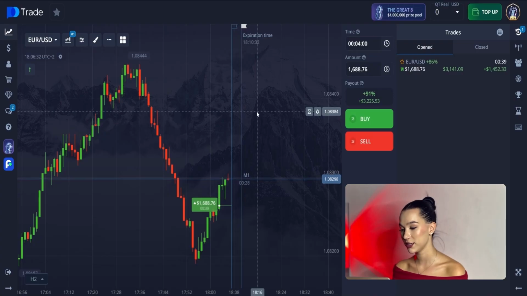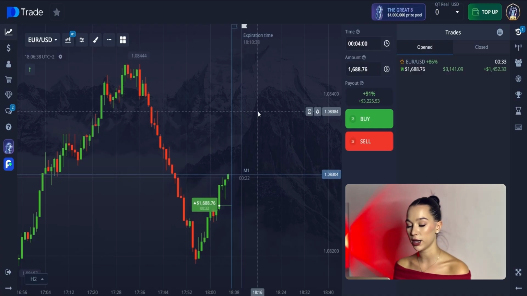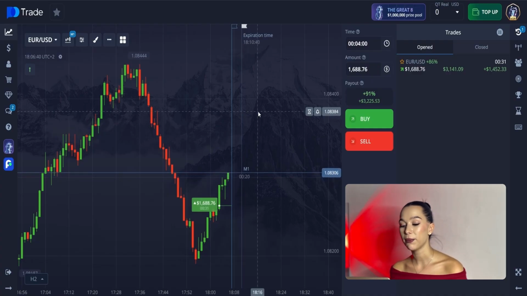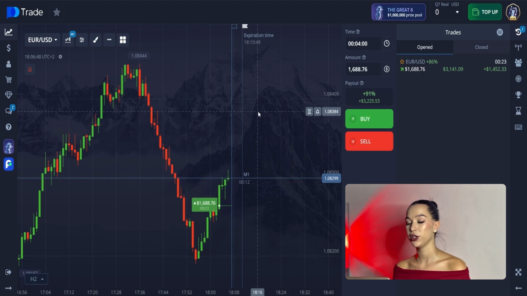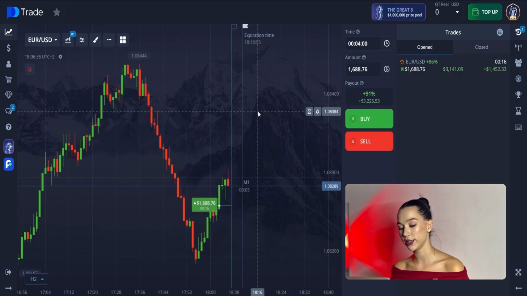So let's see, it's 40 seconds. So actually here we have a pretty good chart, and even without that much analyzing, we could just open a trade up because we can see a strong downward trend, then a strong upward trend after. So here we can just follow the trend and open a trade after the trend. So it's 19 seconds to the end.